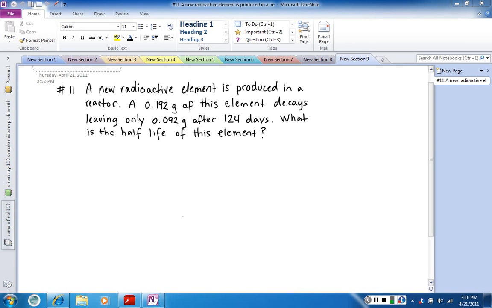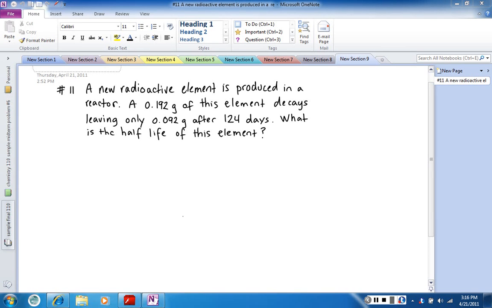This is number 11 on the sample final. This is a half-life problem. You've got a new element that's produced in the reactor. If 0.192 grams of this element decays, leaving only 0.092 grams after 124 days, what is the half-life?